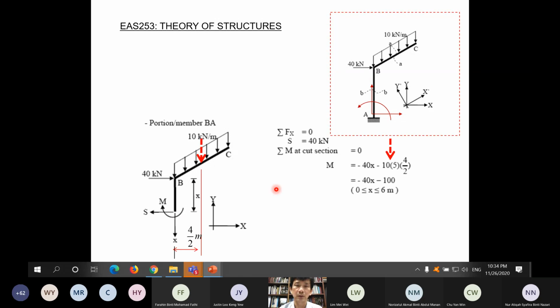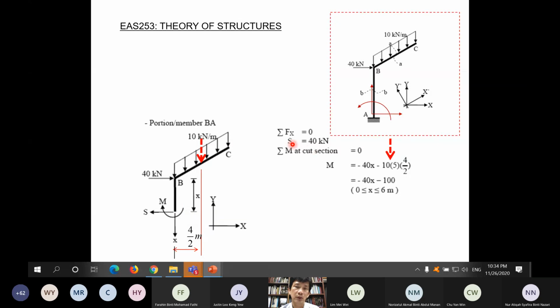The shear force is in the direction of x here. Let's follow our coordinate axis. So S here is pointing like this for the positive convention, and the moment is pointing like this, clockwise. For cutting here, make use of this part here.